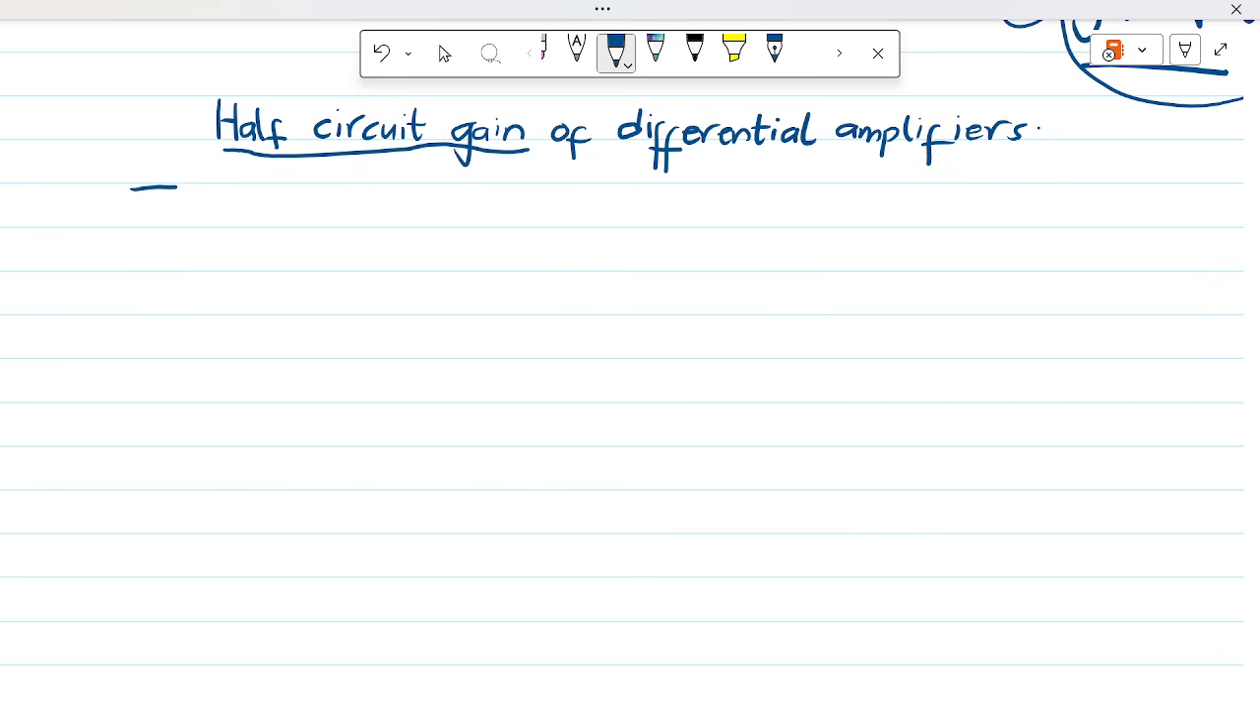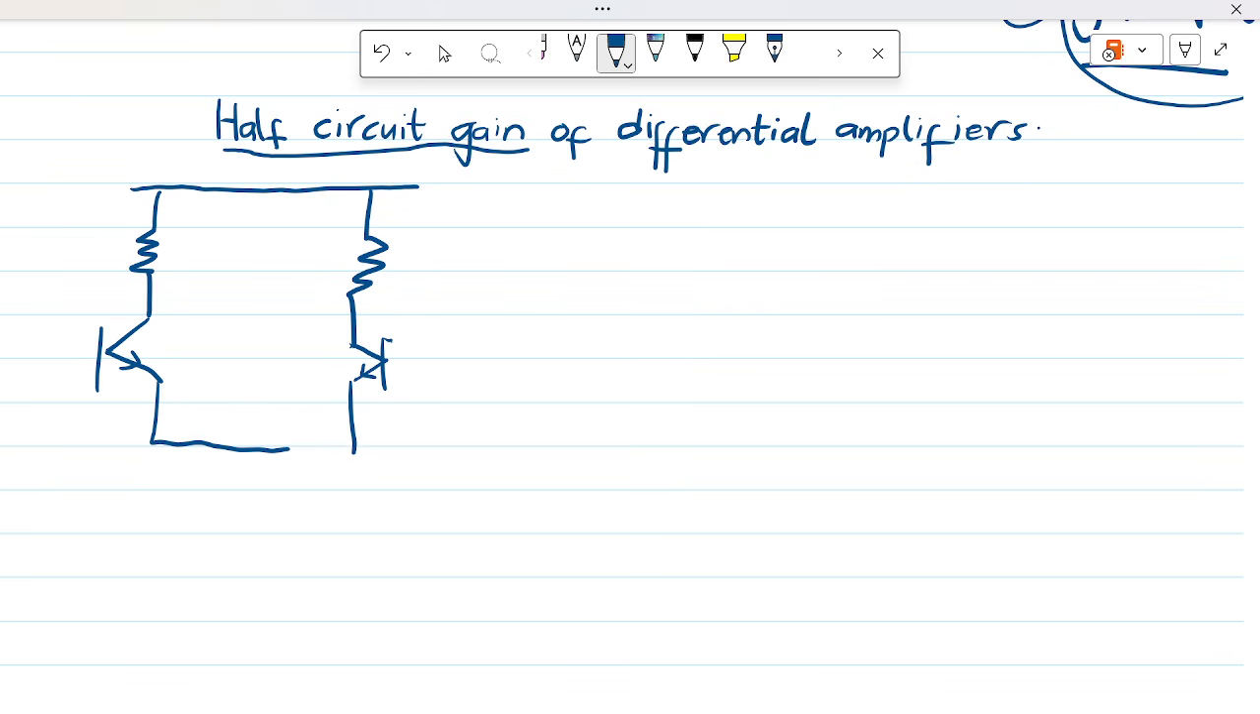So before then, we just start by drawing a differential amplifier once again. Then we connect the tails to a current source. For now, we are assuming the current sources are all ideal. Alright.